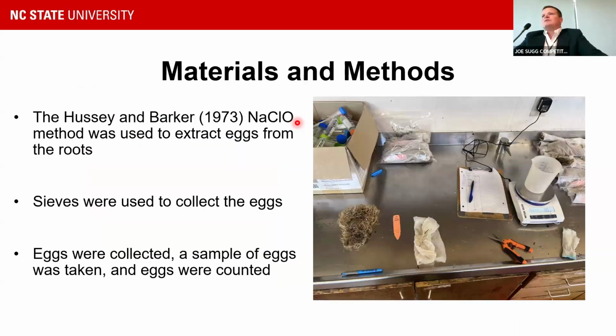And then as we move into our egg extraction to count the eggs, we use the Hussey and Barker bleach extraction method, which is a pretty simple process of washing the roots in a 10% bleach solution for about a minute, then washing them off with water, catching the eggs in the sieves, and collecting them in the sample. From there, we pulled about a 1/4 milliliter to a 1 milliliter sample, depending on the populations in the sample, placed it under the microscope, and the populations were counted.